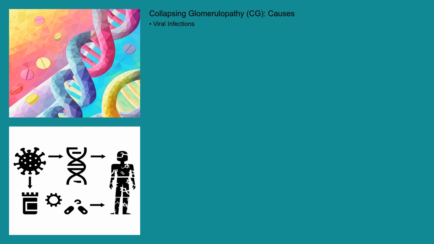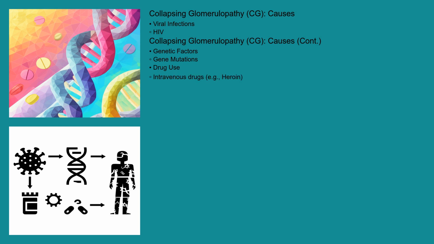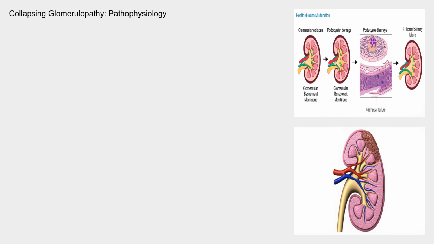One of the most common is viral infection, particularly HIV. Genetic factors can also play a role, with certain gene mutations predisposing individuals to the disease. In some cases, it can be triggered by drug use, particularly intravenous drugs like heroin. Finally, CG can arise as a secondary condition related to other underlying diseases or medical conditions, such as focal segmental glomerulosclerosis.